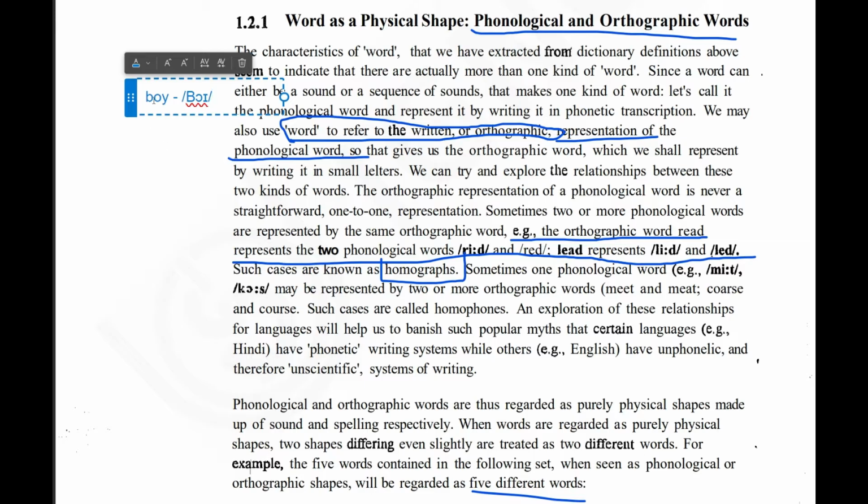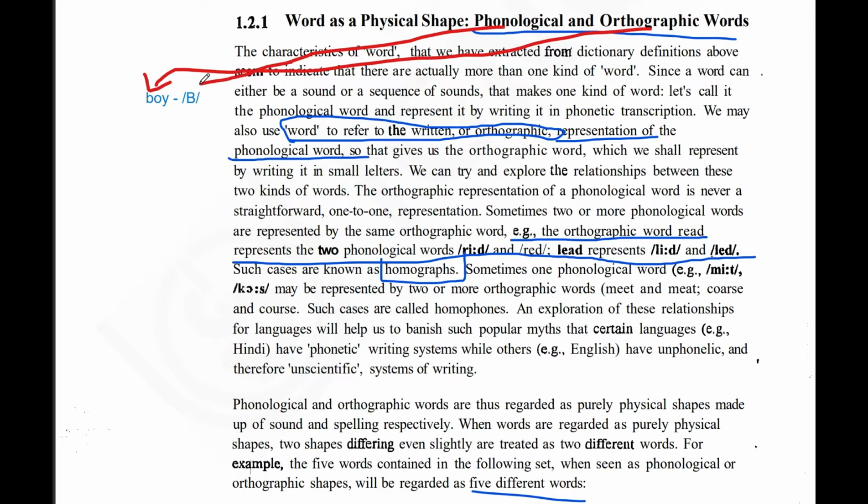So what's happening here is boy, with B-O-Y, is your orthographic word, which means that is how you write this word. What's a phonological word? You can see now, this part, B-O-I, is how you pronounce it. So that's your phonological word. So this is your phonological word and this is your orthographic word.